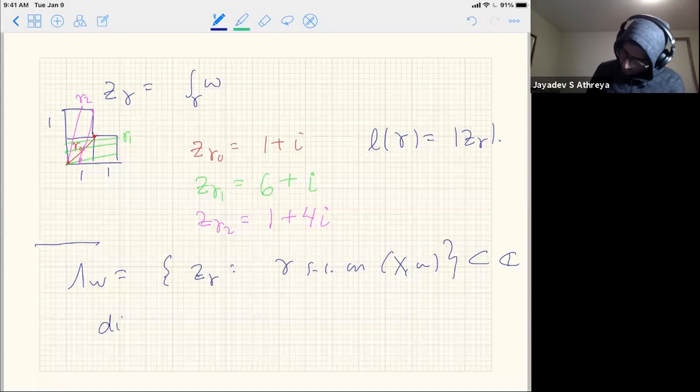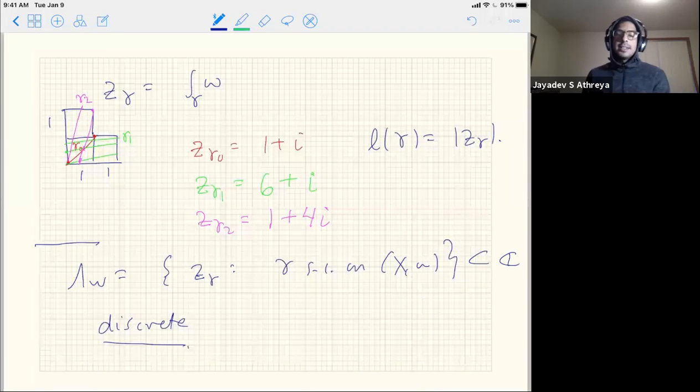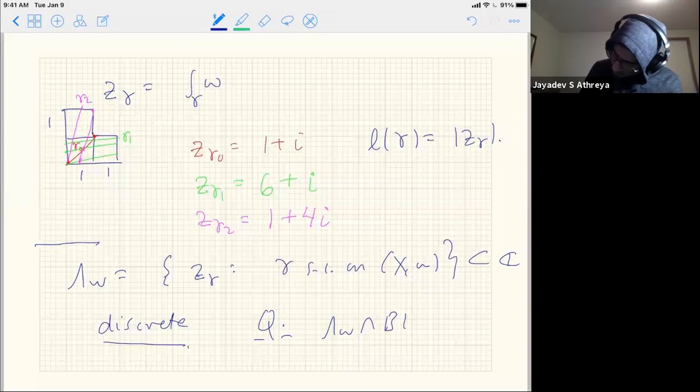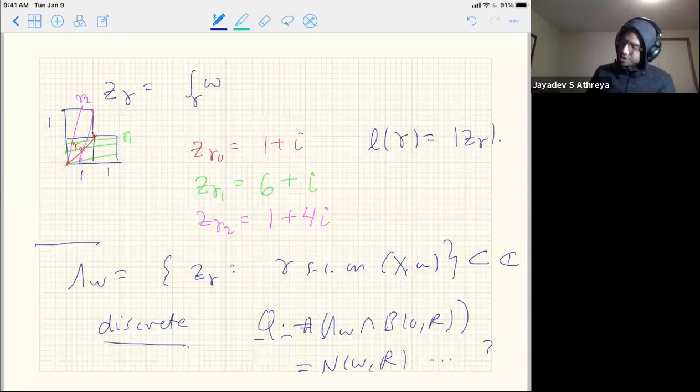It's discrete. I'm here working only with compact surfaces. It's a discrete set and finite type. And so a natural counting problem you can ask is, what is the cardinality of lambda omega restricted to radius R? Let's call that N of omega, R. What does N of omega, R behave like? This is a natural question if you like dynamical systems. You can think about the dynamical systems on the surface of these linear flows.